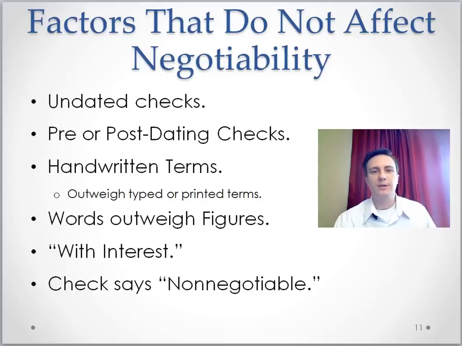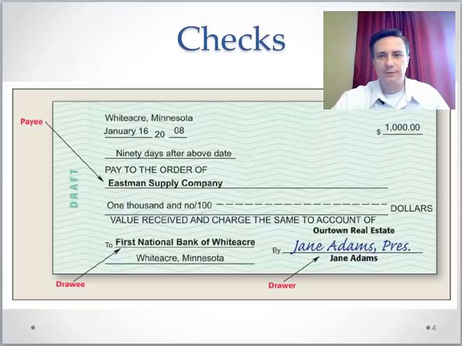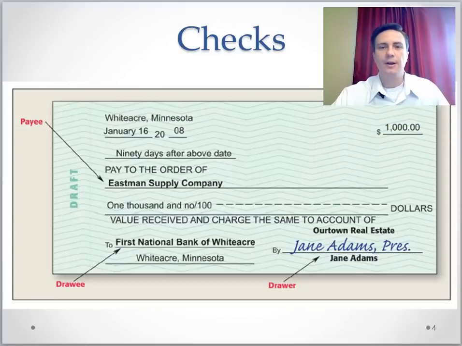This goes along with the next one here, and that is words outweigh figures. So on a check, oftentimes you will see, let me go back to the example here. I don't think they actually have the numbers on this version of the check. Oh, they do, okay. All right, so up here in the corner, we have $1,000 printed in numerals. And then down here on this line, it's spelled out 1,000 and no/100 and then a line that goes across.